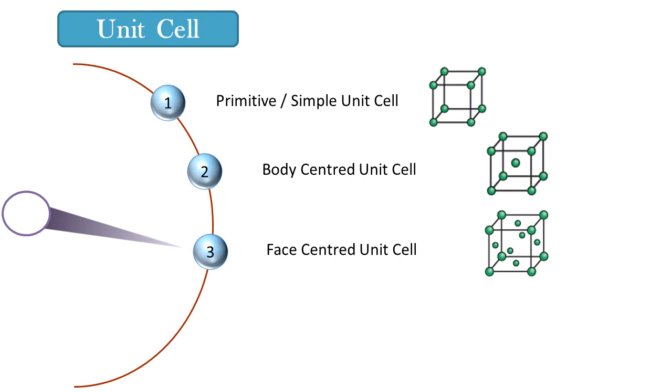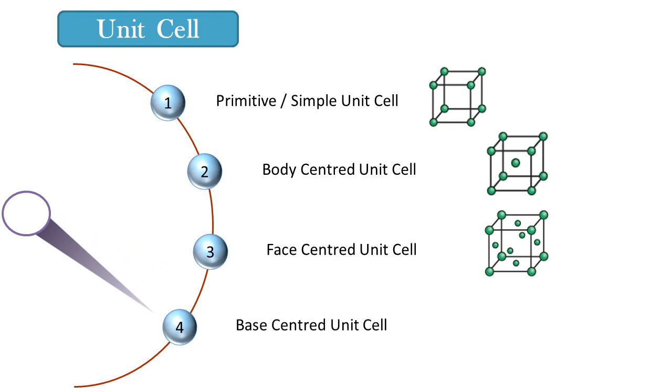As shown in the figure, you can see a total of 6 particles are present at the center of the faces of the unit cell along with the 8 particles at the corners. And the last type is base-centered unit cell. This type of unit cell is similar to the face-centered unit cell, but the difference is that particles are present at the center of any two opposite faces in addition to the corner particles.